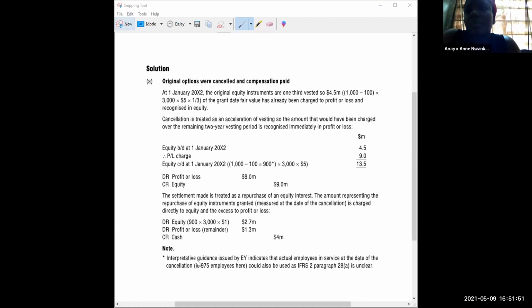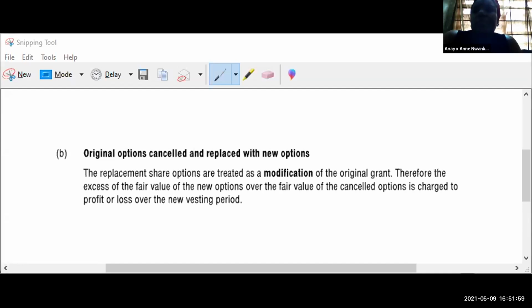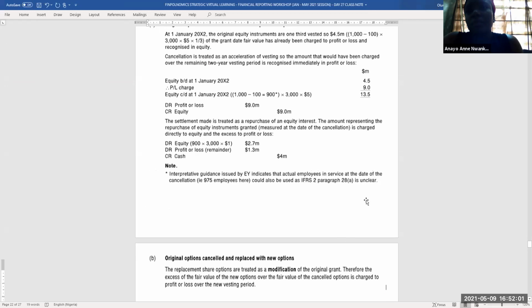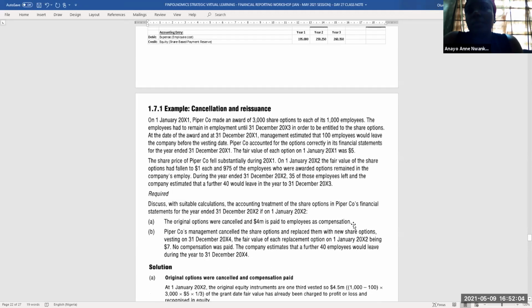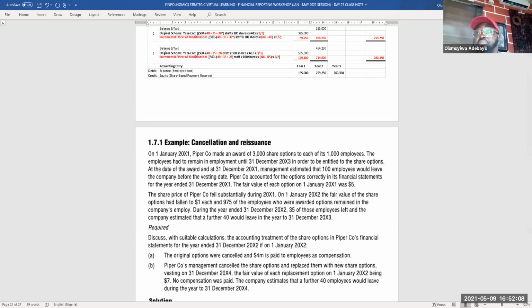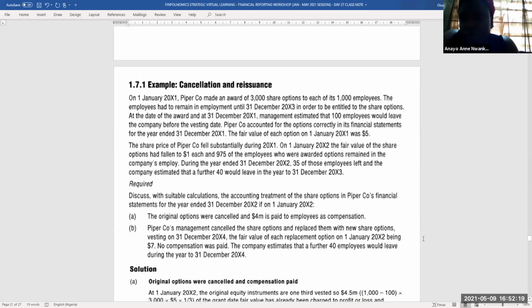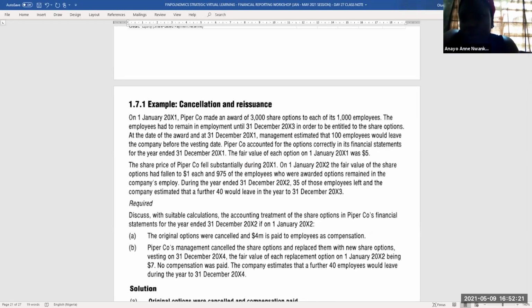Okay, I'm going to switch it up for you now. Can you see it? Yeah, but it's smaller. Okay.